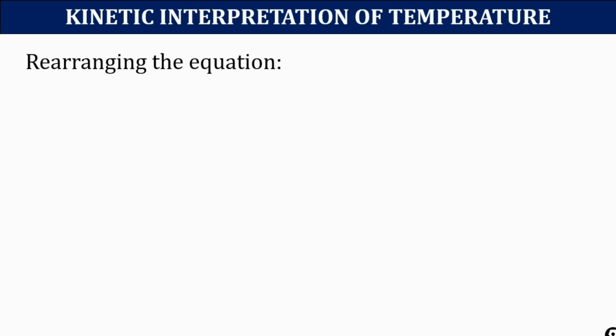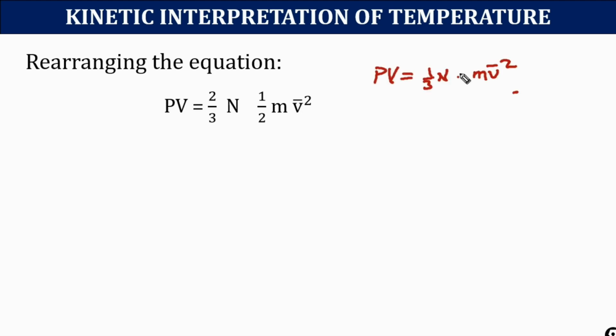Now rearranging the equation, if we multiply the numerator and denominator on the right-hand side by 2, the equation does not alter. But when we rearrange, bringing the 2 from the numerator to the denominator, we will get this equation: 2 by 3 N into half m v bar square. This term, half m v bar square, represents the average kinetic energy of each molecule.